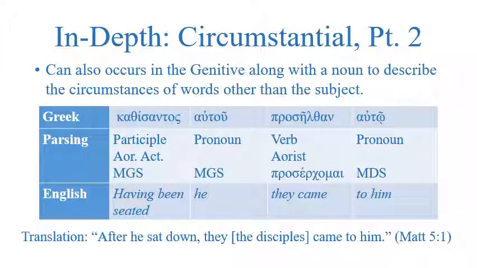These are both in the masculine genitive singular, and kathisantos is our aorist active participle. And so we translate this, after he sat down, they, in this case it's the disciples, came to him. Again, we've got a description of the circumstances of someone other than the subject, and we place this in the genitive.